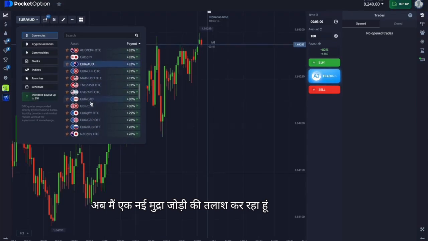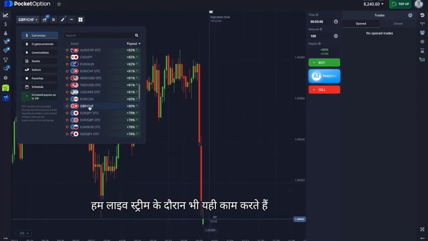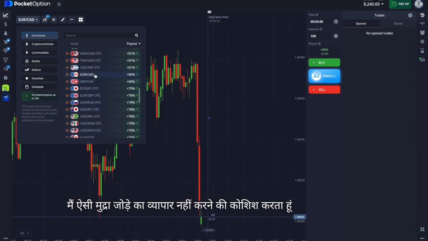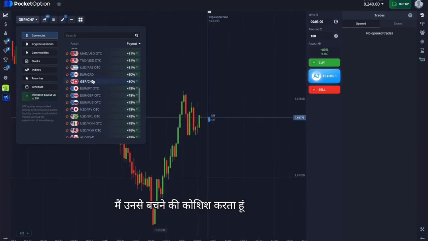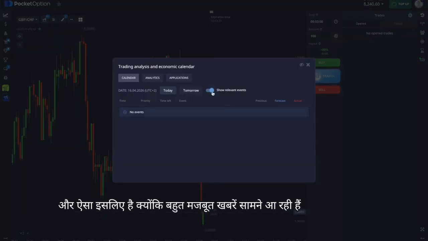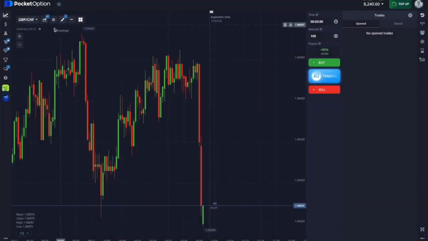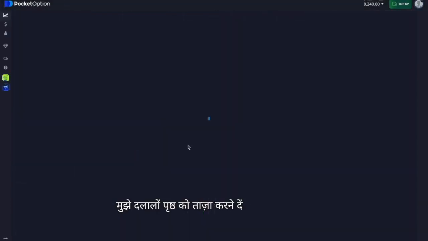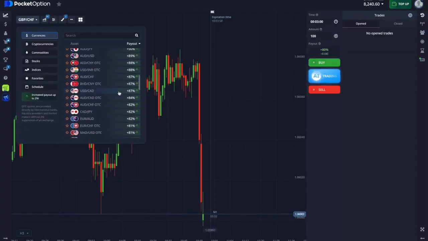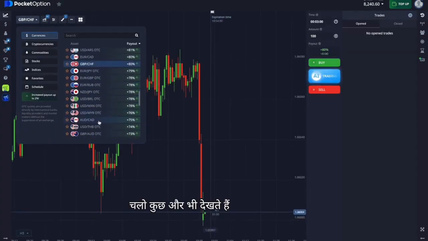Now I'm looking for a new currency pair. We do the same thing during live streams. You see, there's a strong downward movement. I try not to trade such currency pairs. I try to avoid them. This happens because you click on this icon, and it's because there is very strong news coming out. Let me refresh the brokers page. For some reason, the news isn't showing up. Let's look for something else as well.